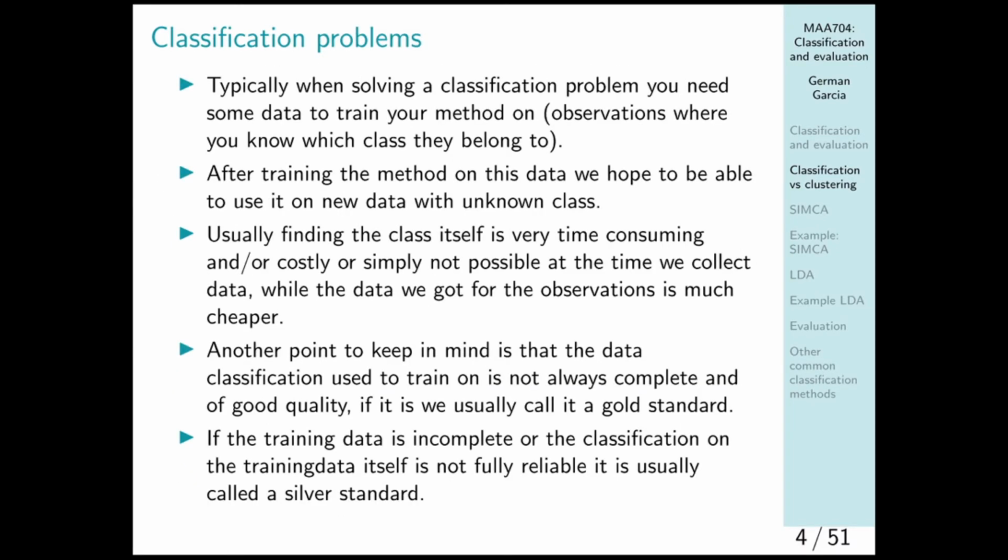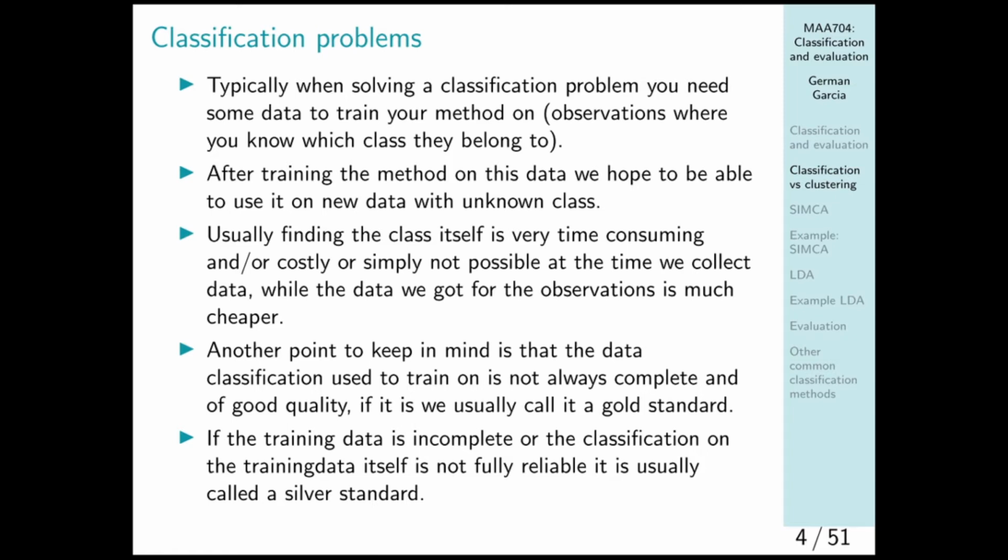Now, typically, when solving a classification problem, we need some data to train our method on, namely observations where we already know which class they belong to, so we can test the method before. That's what is called training in this sense. After training the method on this data, we hope to be able to use it on new data with unknown classes. That's the main use of these methods. Usually, finding the class itself is very time consuming and/or costly, or maybe not possible at the time we collect data, while the data we got for the observations is much cheaper. I mean, we have to observe it and that's it.